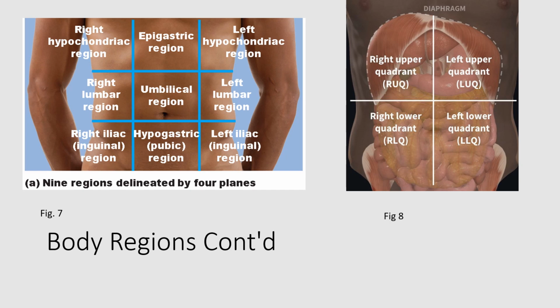The iliacs are on the right and the left. That's going to be your hip area. And then your hypogastric is your pubic area. It's below the belly button. Then you've got your right, left upper quadrants and your right and left lower quadrants.